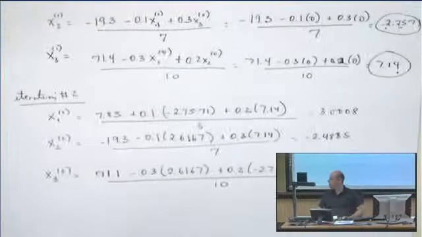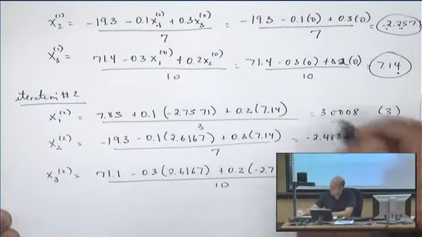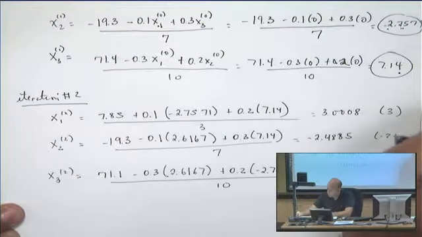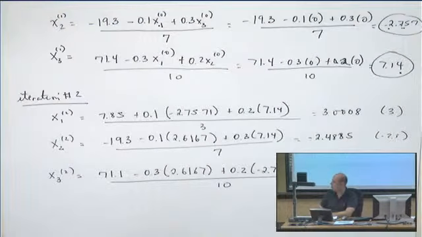Okay. Now look at the answers. Okay, the correct value of x was 3, and we had 3.008. The correct value for this was minus 2.5, and we're at 2.488. Correct value of this was 7. So after just 2 iterations, we're really, really close to the right answer. One more iteration, we'd probably be almost spot on.